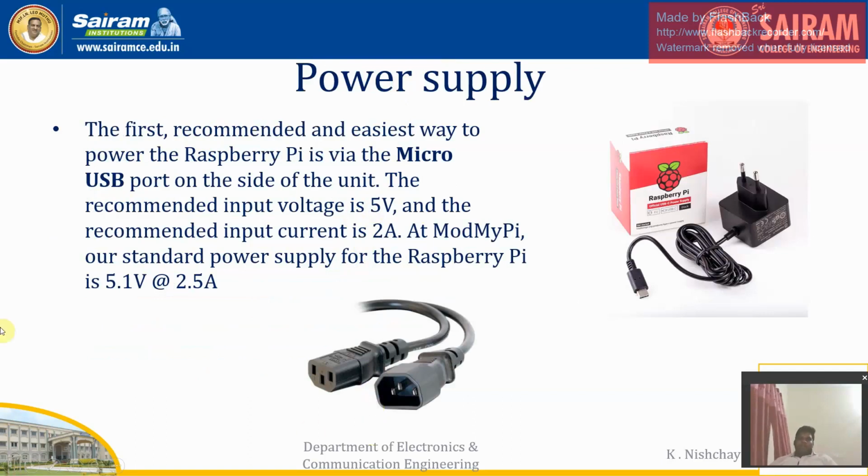Now the power supply. This is the main part of the smart mirror. Without a power supply, the smart mirror does not work. We need two types of power supply: one for the monitor and one for the Raspberry Pi. The easiest way to power the Raspberry Pi is the micro USB port, at 5 volts and 2.5 amperes.